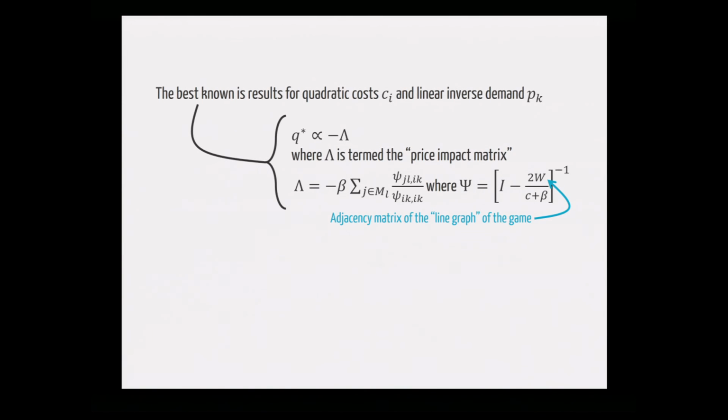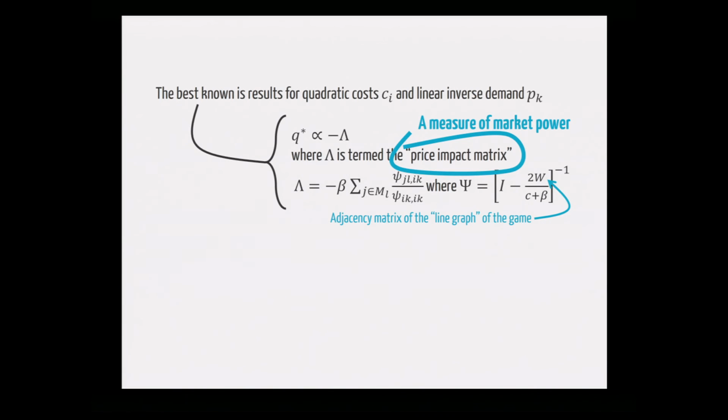So you can characterize the equilibrium in the simple case of quadratic costs and linear inverse demand as being in terms of a matrix that I write here, which is basically a price impact matrix. It really tells you the price. So the marginals on this are the prices in the graph, in the network. And so you can read out from that sort of a measure of market power.